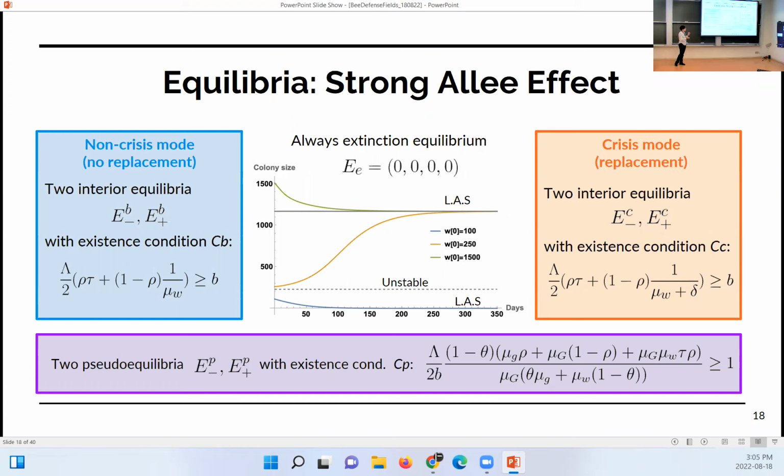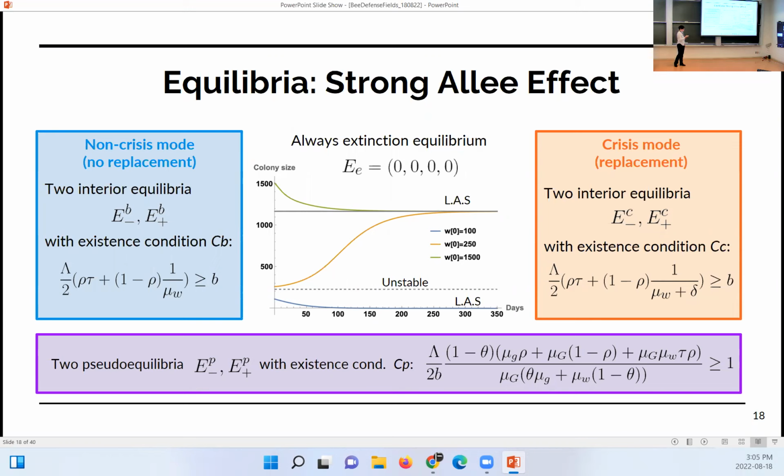And then at the switching surface, we have two pseudo-equilibria, each with its own existence condition, which is also a linear combination of the other two existence conditions. Those only make sense when there are sliding trajectories on the switching surface, so when the proportion of guards is exactly the threshold.